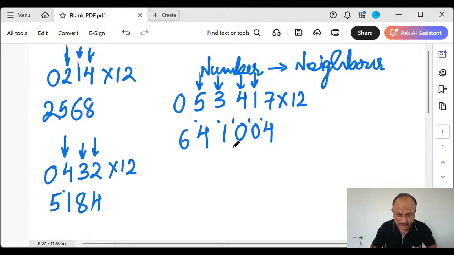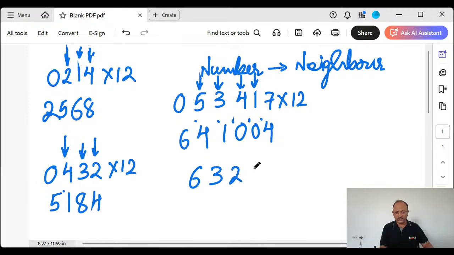So some of you have not understood. So I will explain a little slower with one more example. Suppose we have a number, 63,249, into 12 we want to write. Okay. So what we do?